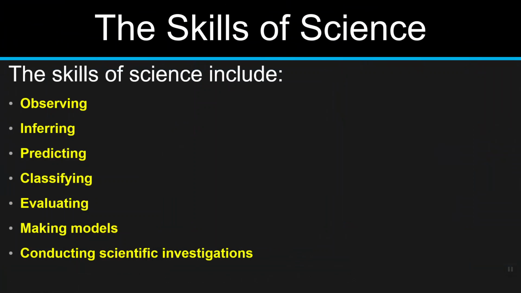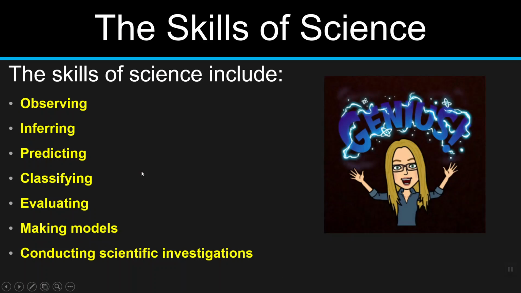The skills of science. So this lesson is going to introduce you to many different skills that scientists will be using. We have observing, inferring, predicting, classifying, evaluating, making models, and conducting scientific investigations. So throughout this video, we're going to be kind of just diving deeper into what these skills actually mean. And you'll become a genius when you do learn all of them.